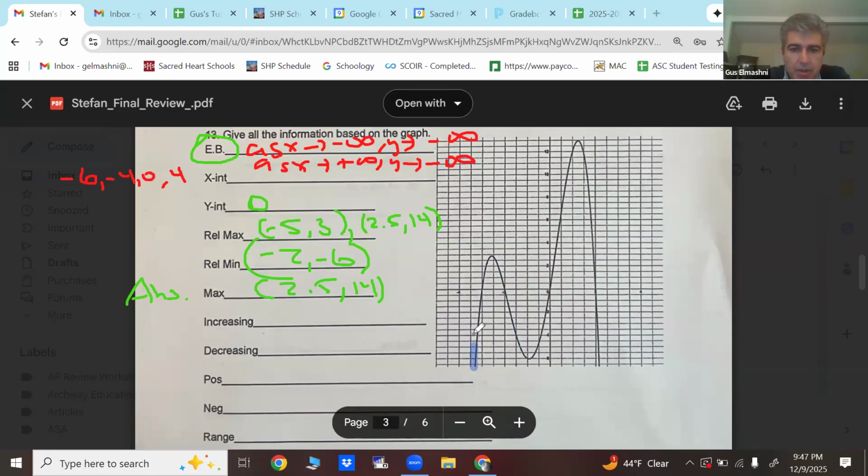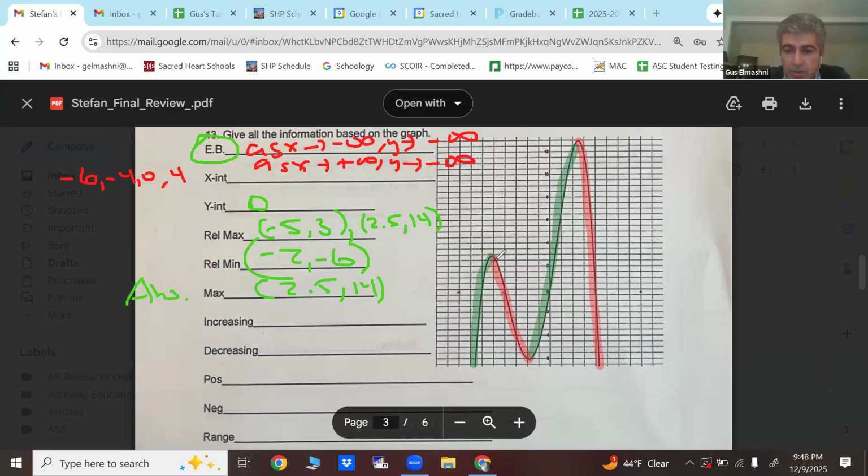Here we go. So see, that's rising, and it's also rising. You see how this is dropping and also dropping. So we're increasing from negative infinity. Actually, you haven't learned that. You could say it's increasing.